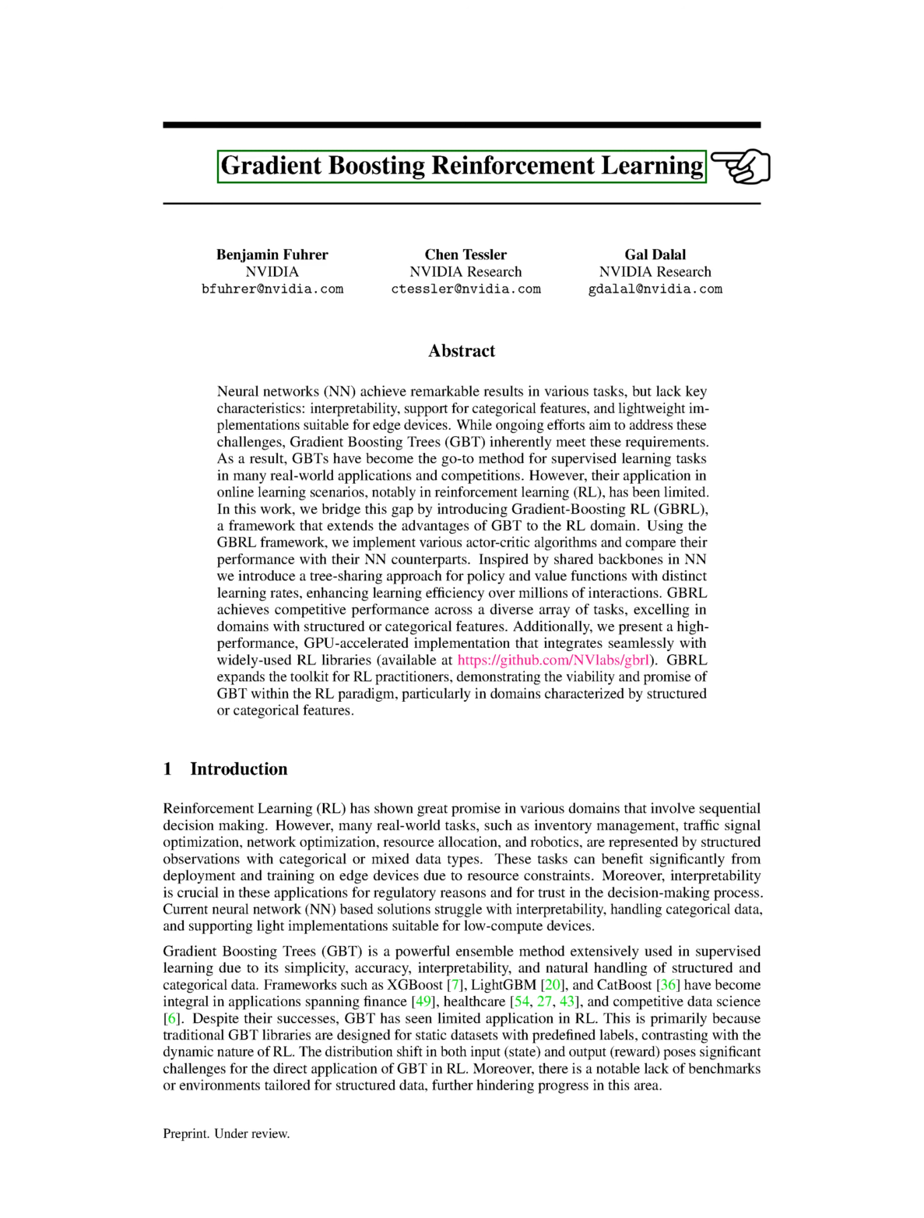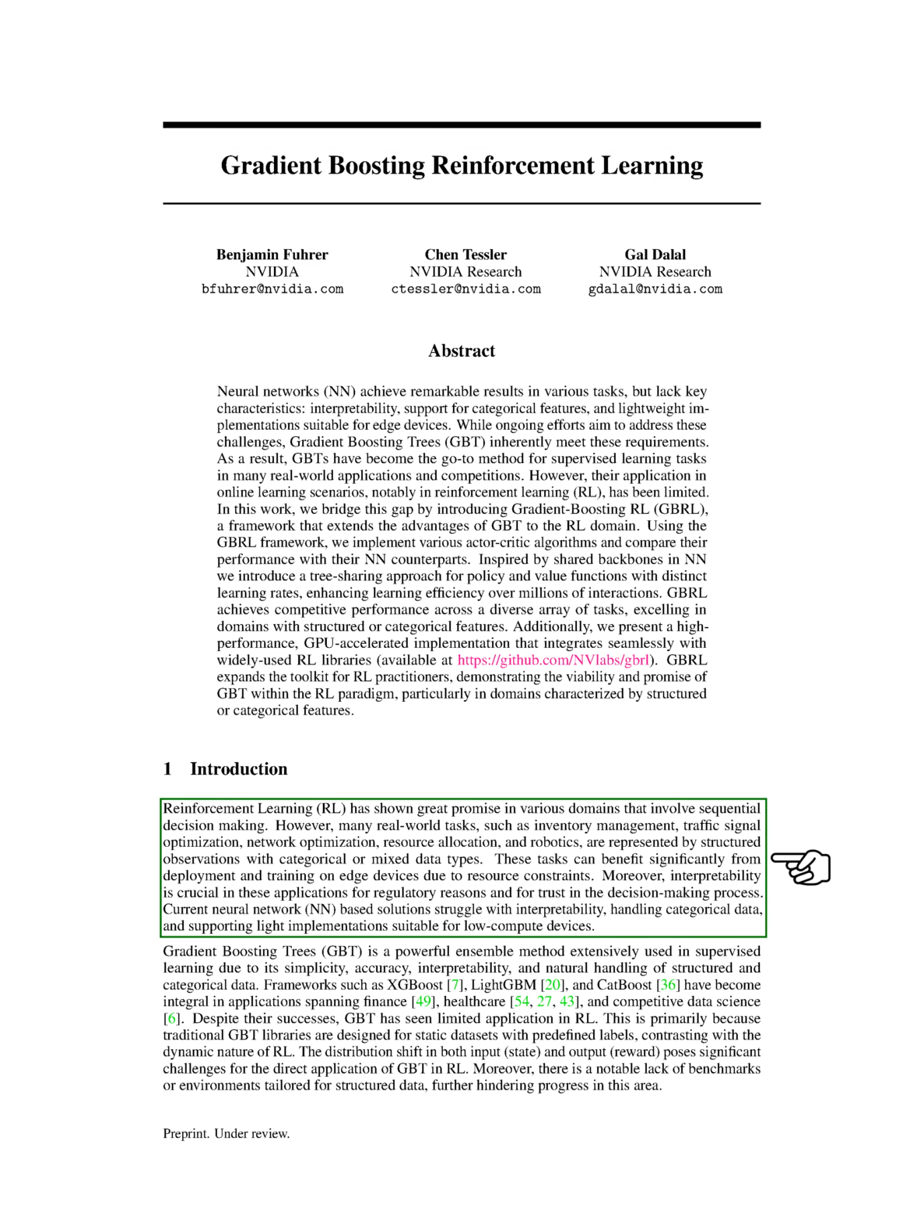Section: Introduction. In this section, we explore how reinforcement learning (RL) can be enhanced by using gradient boosting trees (GBT). RL has proven to be effective in tasks requiring sequential decision-making. However, real-world scenarios like inventory management, traffic signal optimization, and robotics involve structured observations with different data types. These tasks can benefit from running on edge devices due to limited resources.